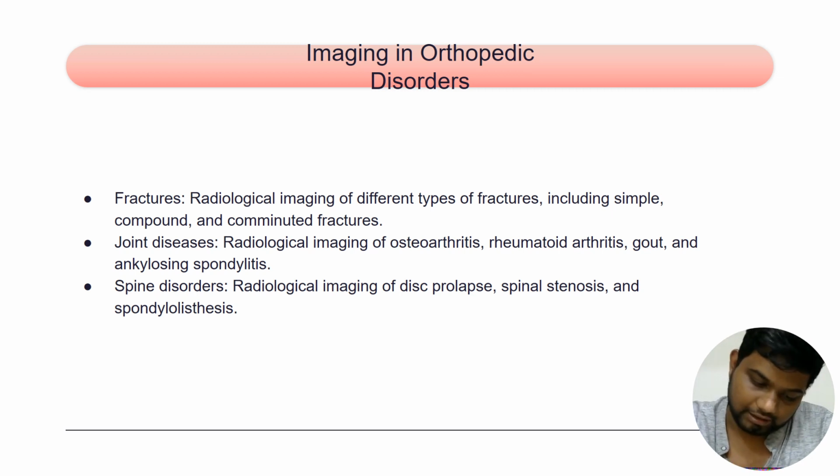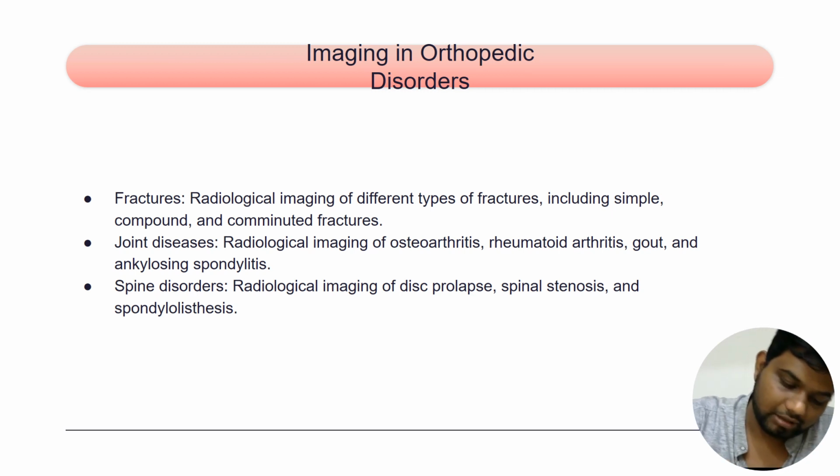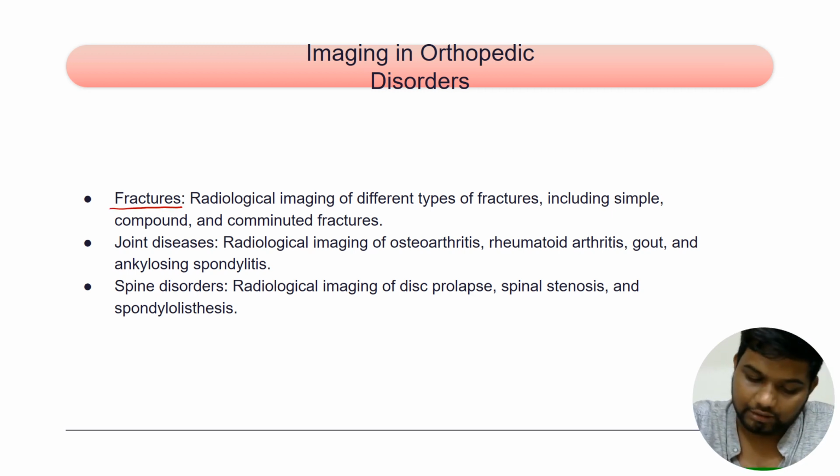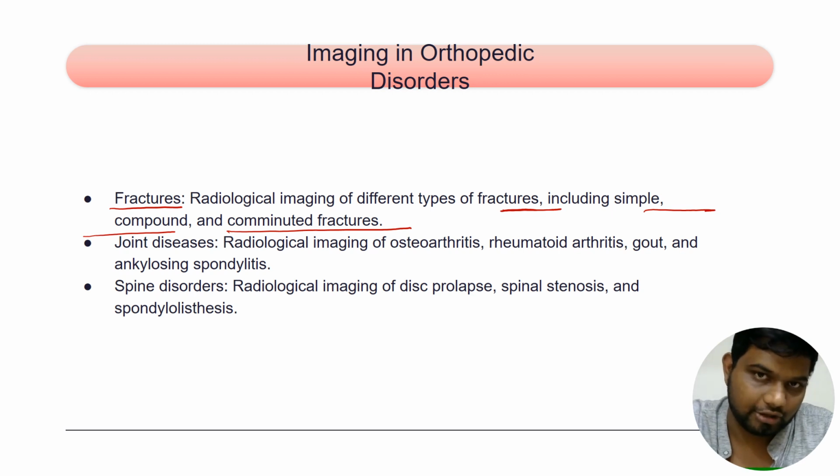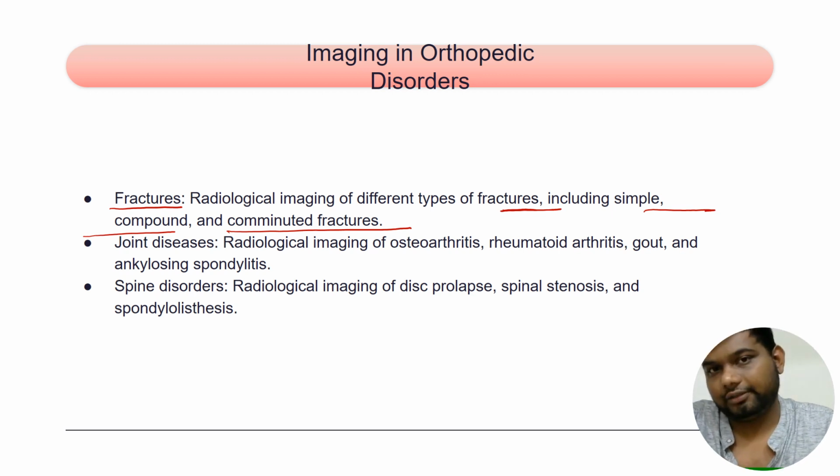What images may they ask you about in orthopedic disorders? One could be fractures, where you see the radiological imaging of different types of fracture, including simple fracture, compound fracture, and comminuted fractures. They simply give you the X-ray, and they may ask whether it is a simple, compound, or comminuted fracture. Then you have to identify which fracture it is. That covers very important aspects here.